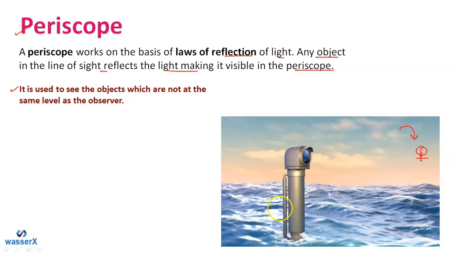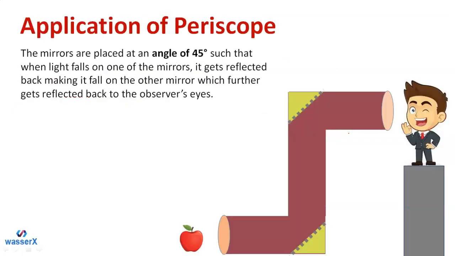Generally we use the periscope in a submarine for navigating and different purposes. As you can see here, if the object is above the ground level or above the water level, not on the same level where the observer is sitting, the observer can still see what the obstacle or object is in the sight of the periscope. Students, I hope you are understanding. Let me clear your understanding in a better manner.